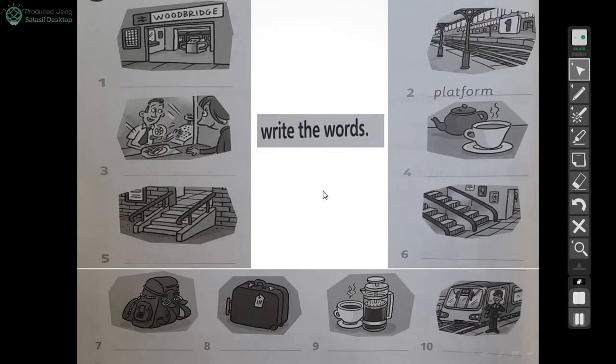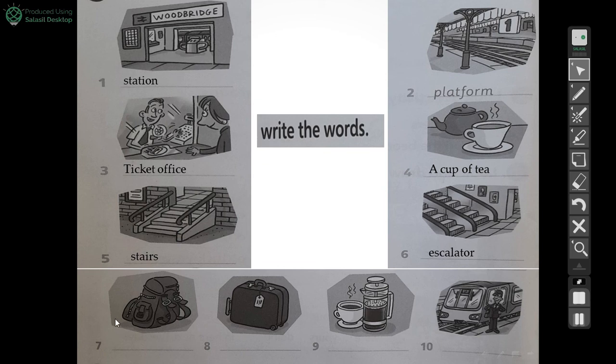Let's answer this question. Write the words. Look at the pictures, then write the word, okay? Look at number one. What's this? Station. Number two. This is platform. Number three. What can you see in this picture? Ticket office. Number four. A cup of tea. Number five. What can you see? Stairs. Number six. Escalator.